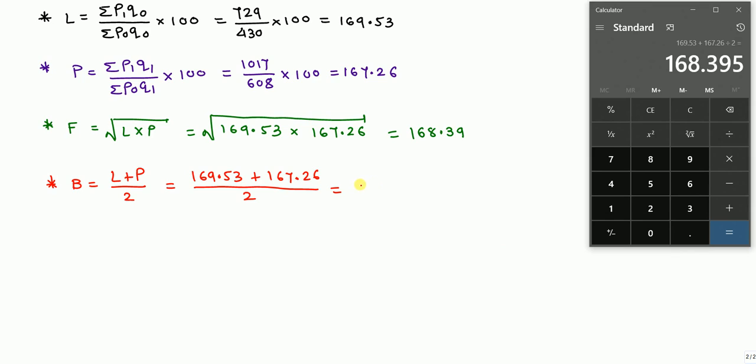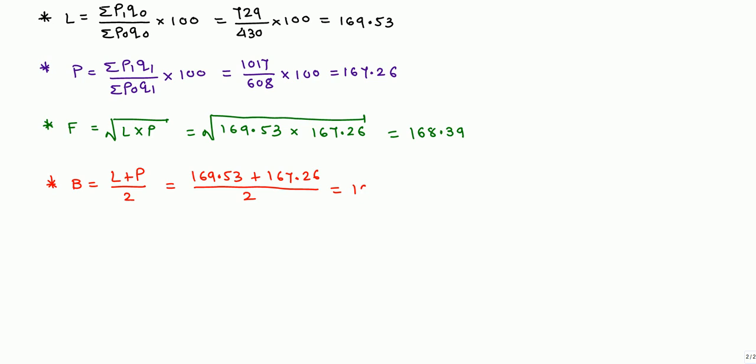168.39 is equals to 40. 168.4 or 40. Okay. Now in last we have to find Marshall's index number. Marshall's index number is sigma P1 Q0 plus sigma P1 Q1, over sigma P0 Q0 plus sigma P0 Q1, into 100.